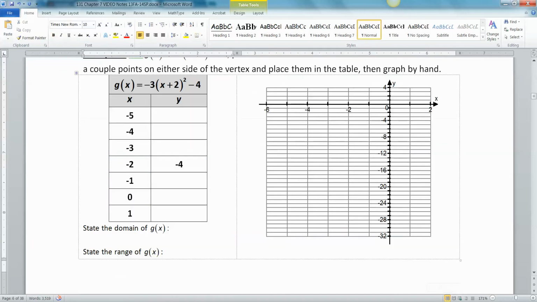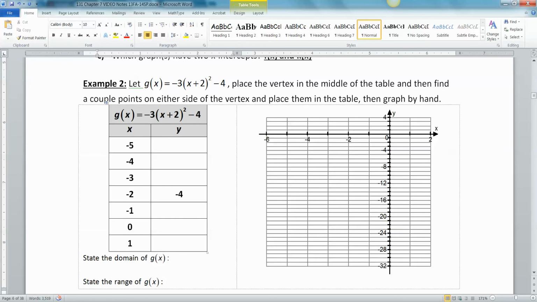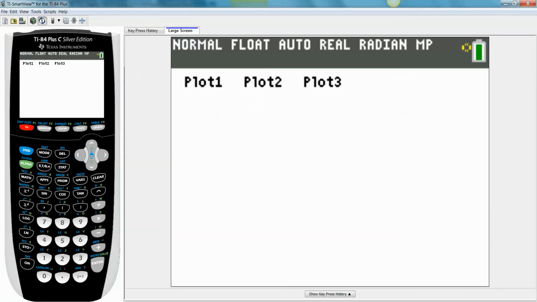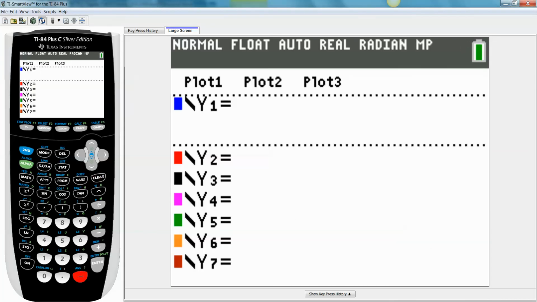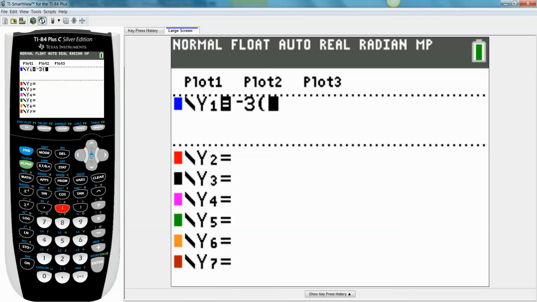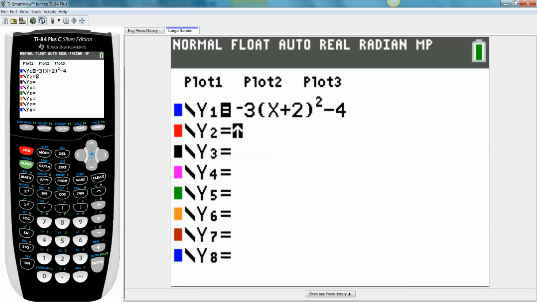One sec. All right, there we go. Now, there are a lot of ways you can help yourself to find these values, but the easiest thing would just be to type it into the calculator and have the calculator help you. So let's do that. So we go to y equals, clear out the old equation, and write -3 parentheses, what was it? X plus 2, close parentheses, squared, buttons over there on the left, take away 4, if I'm not mistaken. Yep. There we go. Enter.